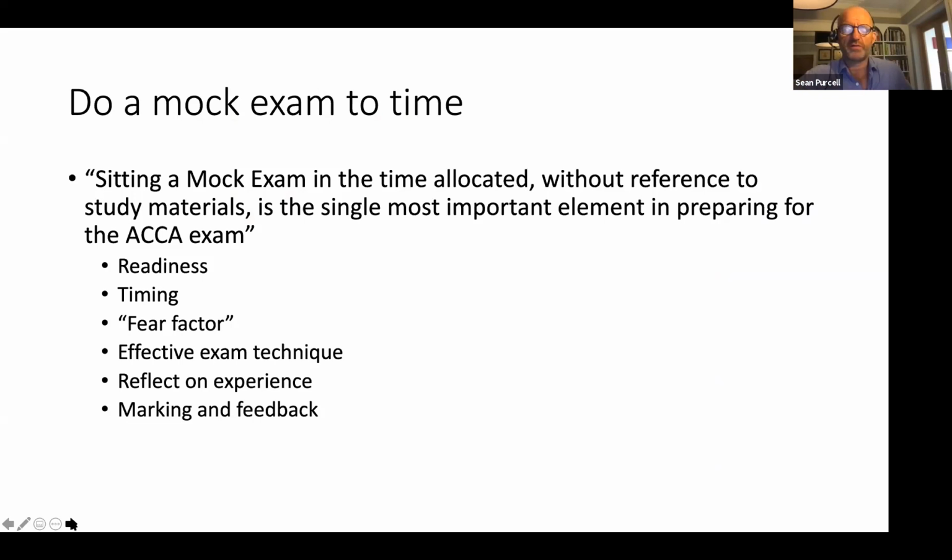Also, doing an exam to time is going to help improve your exam technique. If you mess up your timing on the mock, there's no harsher critic than yourself, and you'll think, oh gosh, I'm not going to do that again. I'm going to do it differently. And if you can get a study buddy, you've got someone else there to help you. So sit a mock to time, please. It's key. It's key. It's key.